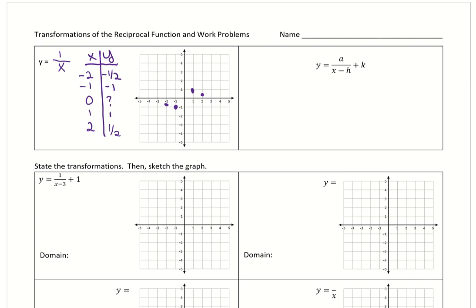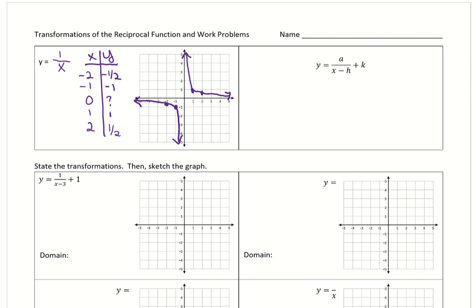So how do we connect these points to make a graph that's going to help us? Sometimes students like to just connect them and make a parallelogram, but that's not it. Instead, what we are going to do is connect these points like this. We are going to use 2 pieces, and these pieces are called branches. Now, notice how these branches are going toward the x-axis and the y-axis, but they're never actually touching them.